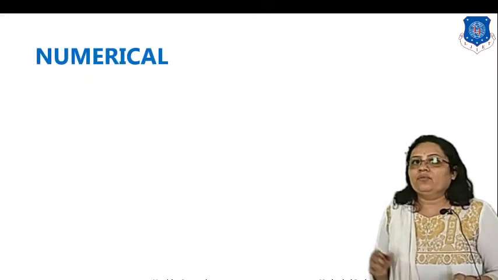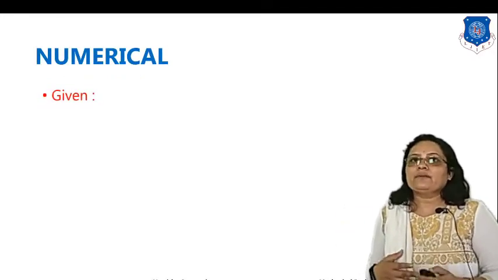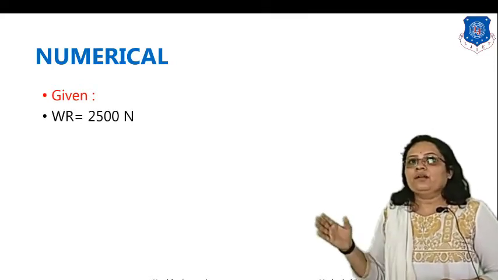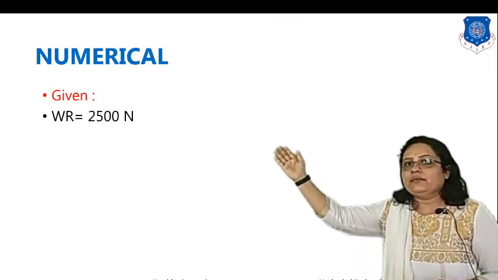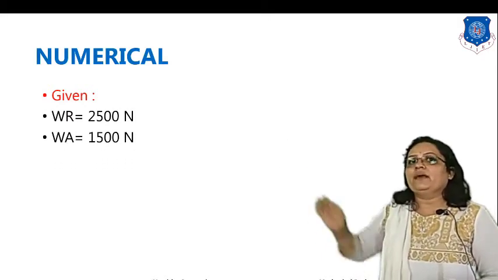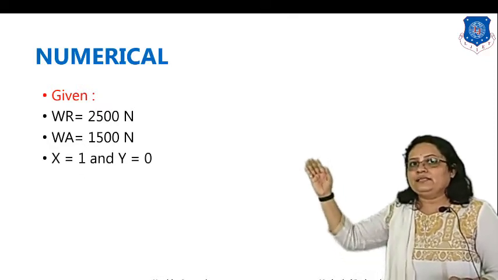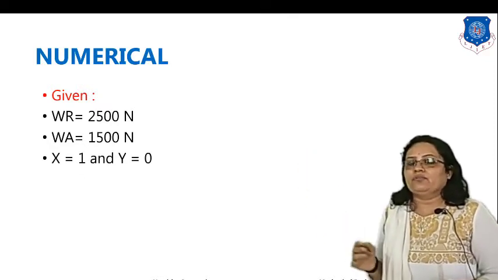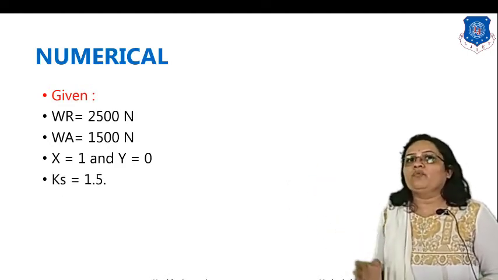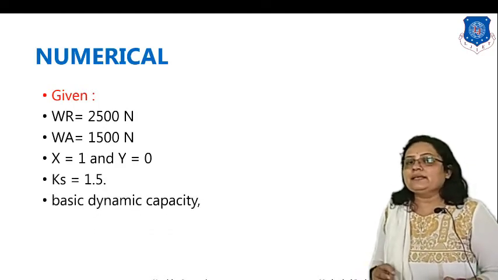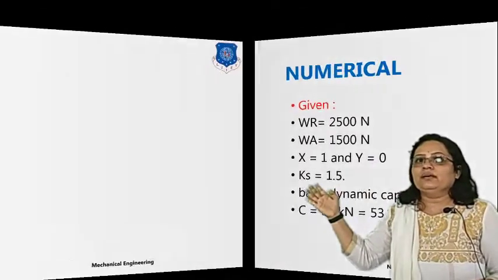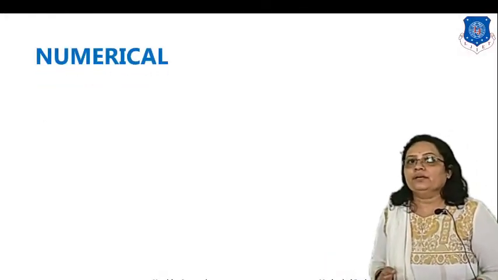So first of all, we will note down all the given data, then we will solve the numerical. Here, radial load WR is equal to 2500 Newton and axial load WA is 1500 Newton. X is equal to 1, Y is equal to 0, and service factor Ks is equal to 1.5, right? And basic dynamic load capacity C is equal to 53 kilonewton, so 53,000 Newton.